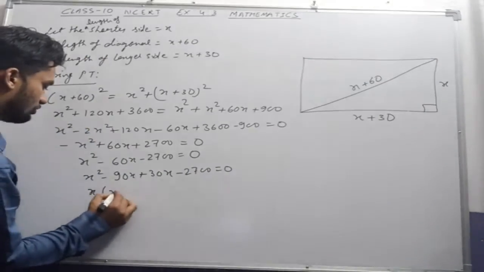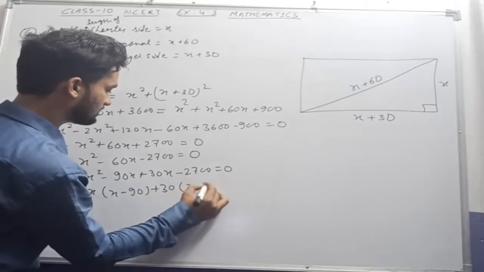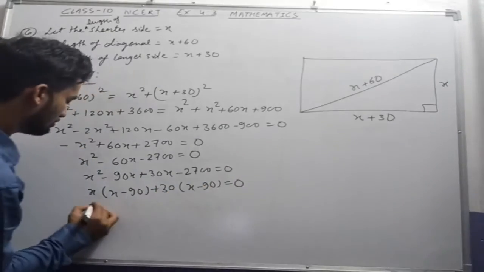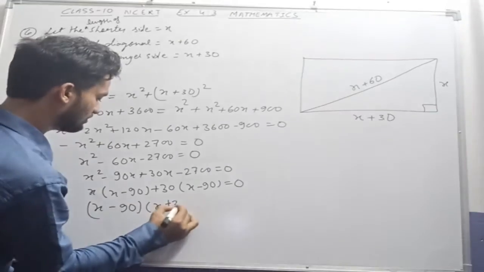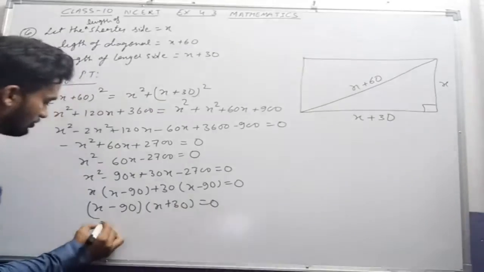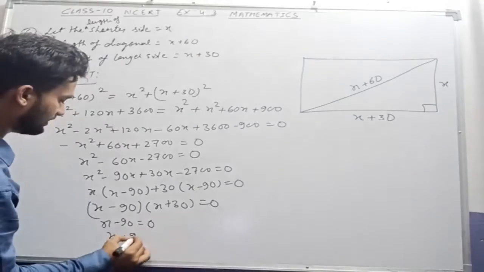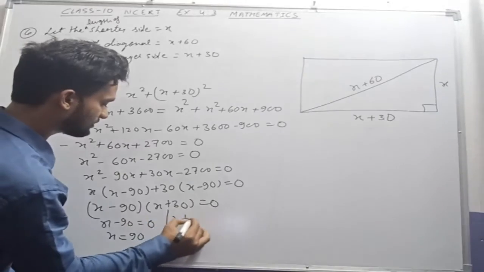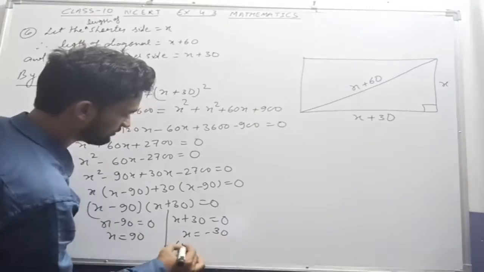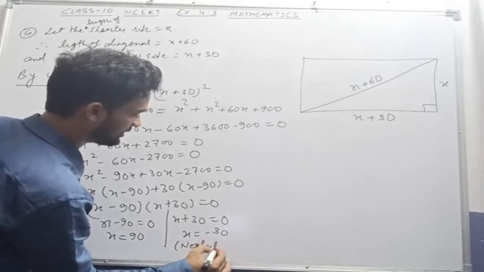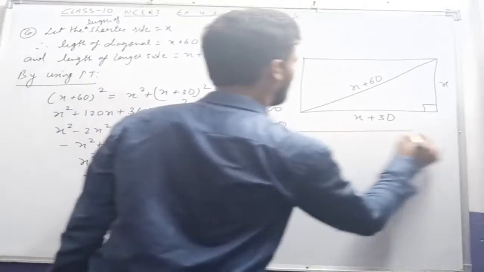So x will be common: x minus 90 and plus 30 will be common, x minus 90 is equal to 0. So x minus 90 and x plus 30 is equal to 0. So x minus 90 is equal to 0, x equals 90, and x plus 30 is equal to 0, x equals minus 30. Again this will be neglected. Why? Because length cannot be negative.